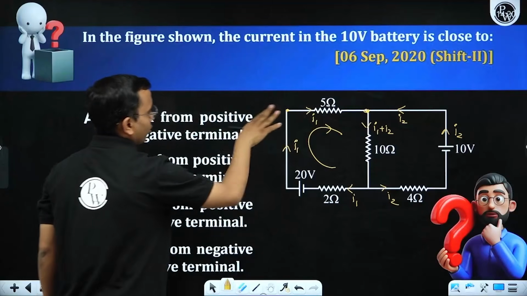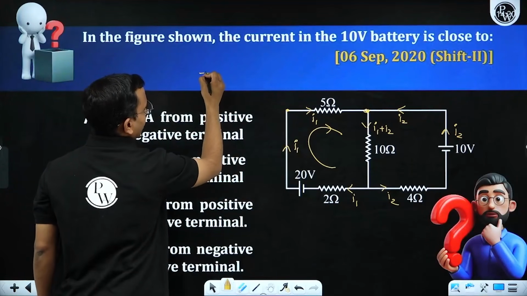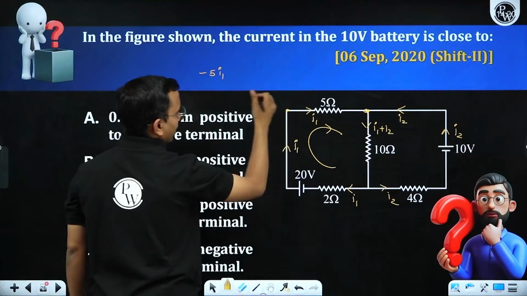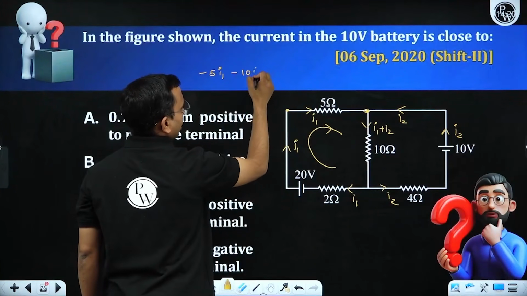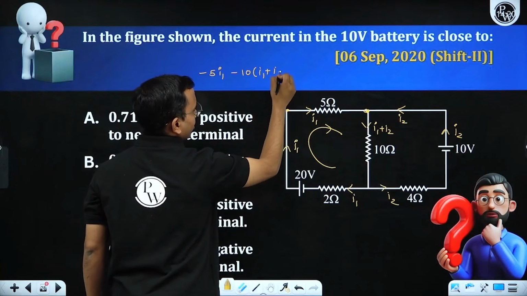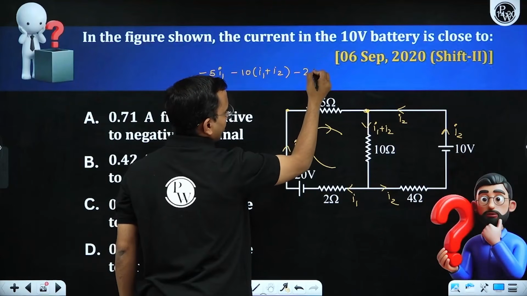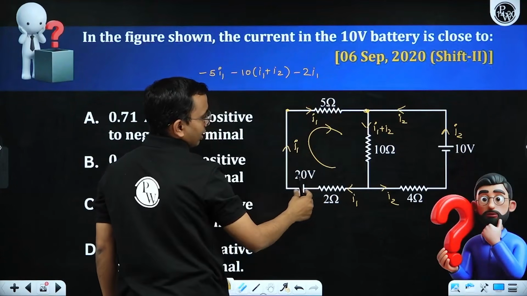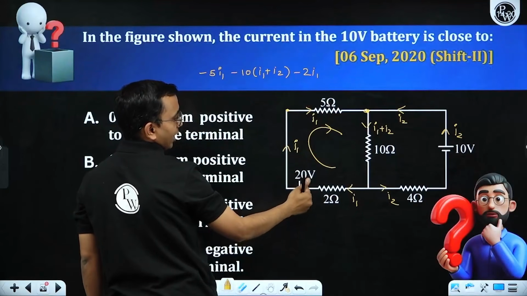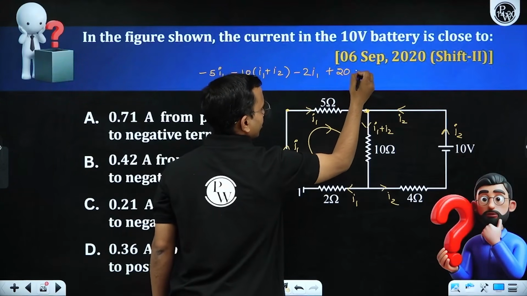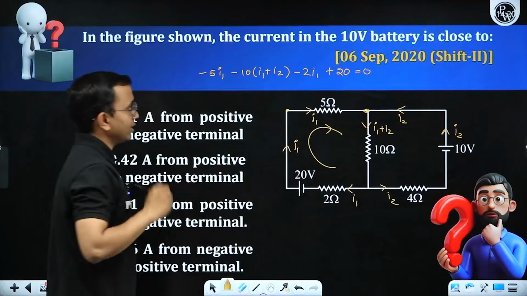Starting from here, drop in the direction of current: minus 5 I1. Drop in the direction of current: minus 10 (I1 plus I2). Drop in the direction of current: minus 2 I1. Gain, because I am moving from negative to positive, so plus 20. This is equal to 0. This is my first equation.